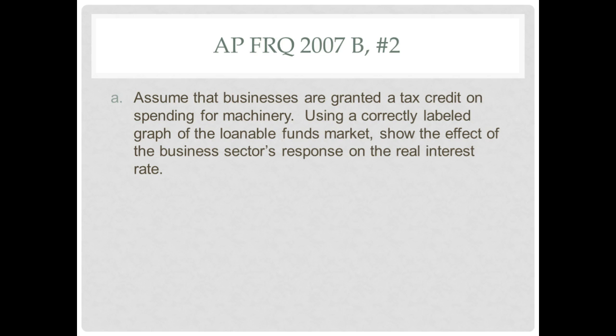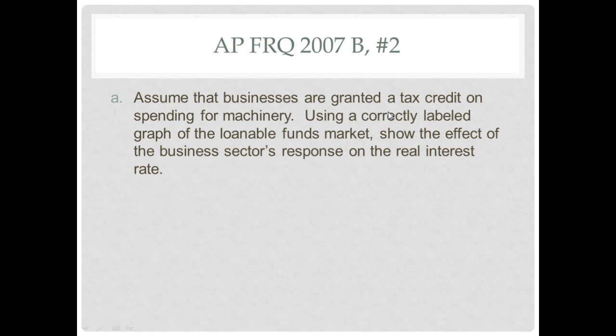Part A says, assume that businesses are granted a tax credit on spending for machinery. Using a correctly labeled graph of the loanable funds market, show the effect of the business sector's response on the real interest rate. Okay, well, we have a few things to consider here. The first thing is this phrase, tax credit, which we don't necessarily talk about explicitly in this course, but it's good to understand what it means.